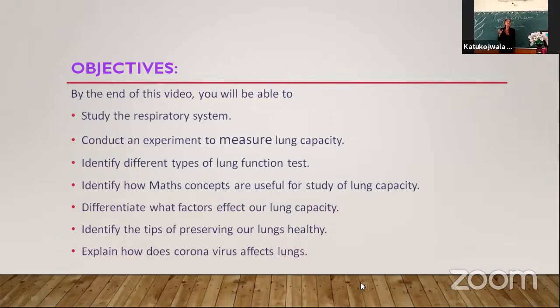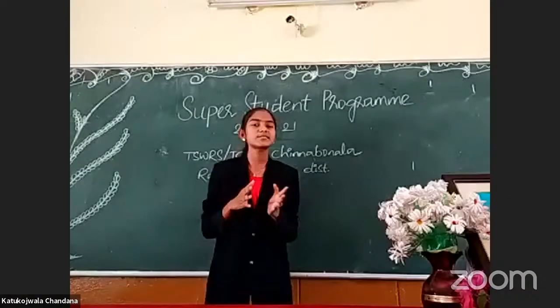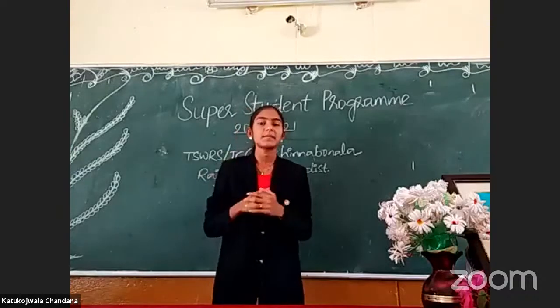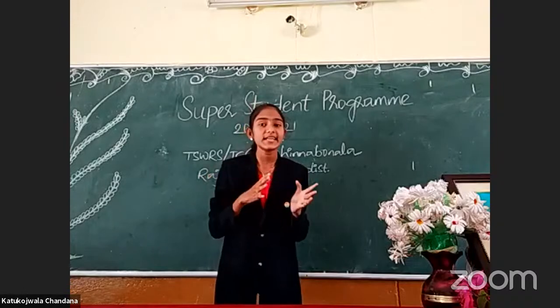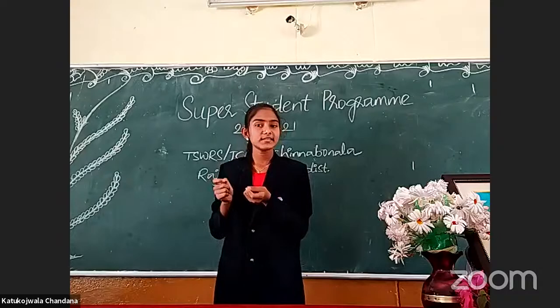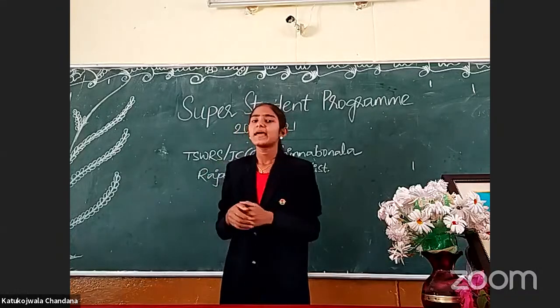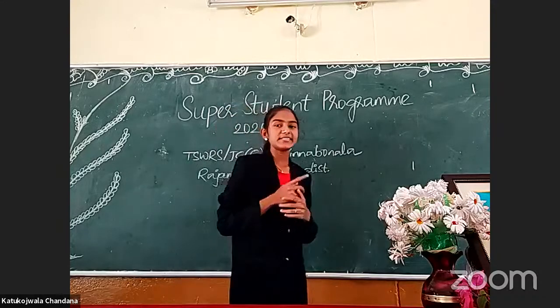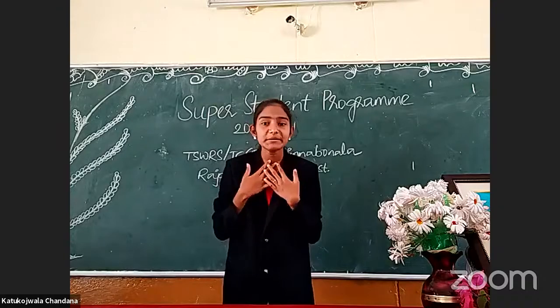The lungs and respiratory system allow us to breathe. They bring oxygen into our bodies, which is called inhalation or inspiration, and send carbon dioxide out, which is called exhalation or expiration. The exchange of oxygen and carbon dioxide is called respiration. The respiratory system includes the nose, mouth, throat, voice box, windpipe, and lungs.